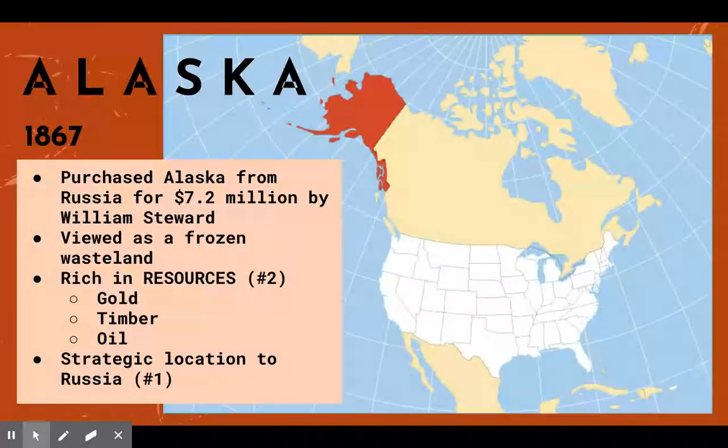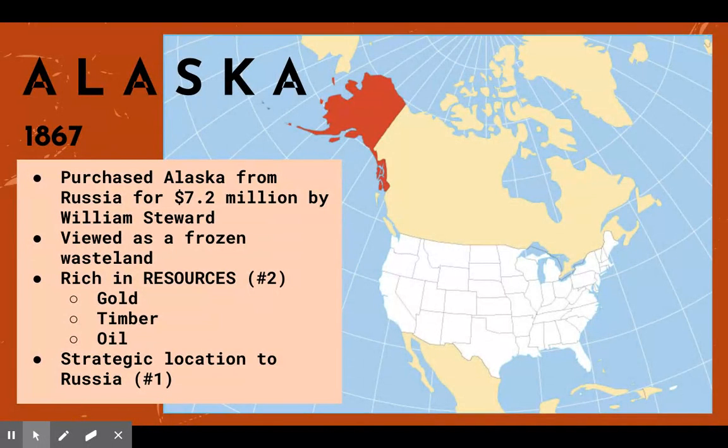In fact, some people called it Seward's folly, which basically means Seward's mistake. People thought it was a frozen wasteland. Well, luckily for Seward, it was very rich in resources: gold, timber, and a lot of oil. It also is a good strategic location to Russia. It's closer to Russia than the other parts of the United States of America.